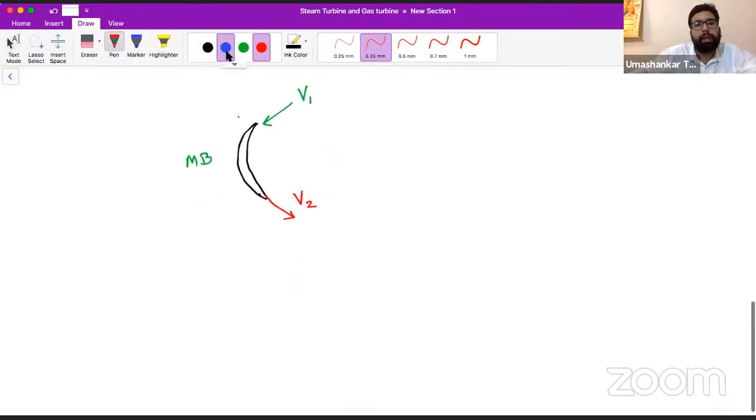So now let's say we have a fixed blade, because in a Curtis turbine, a moving blade is followed by a row of fixed blades. Say yes or no. You guys can respond in the chat. So now this is the first row of the fixed blade.